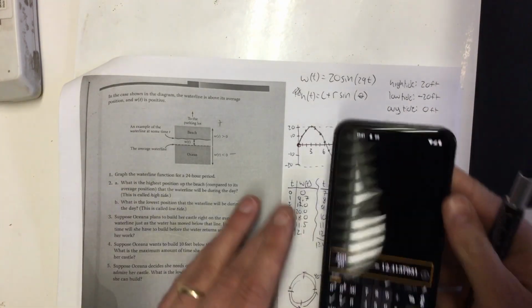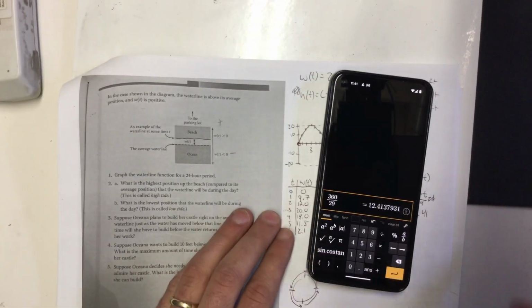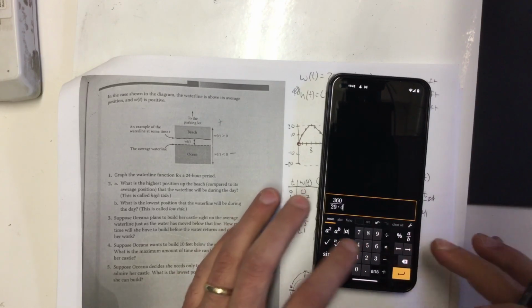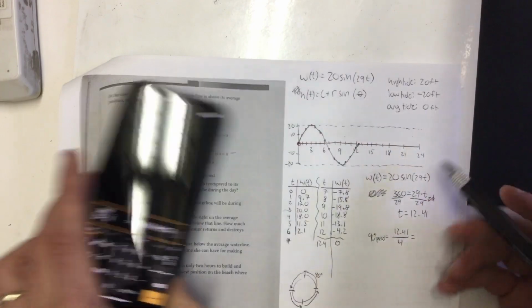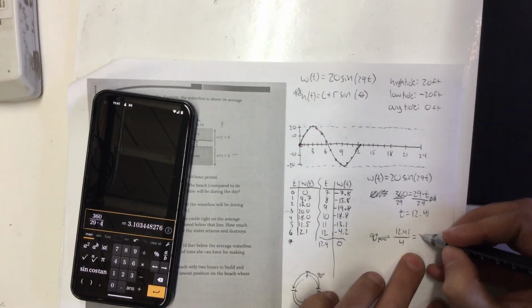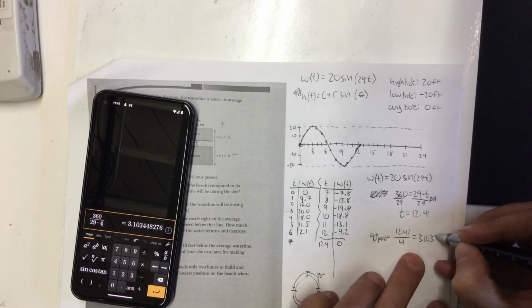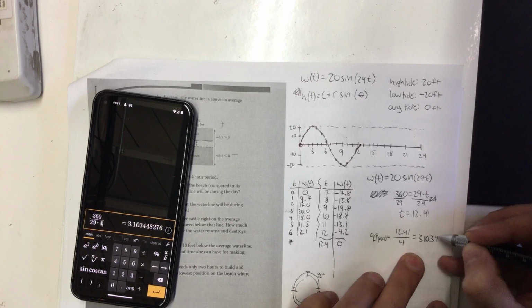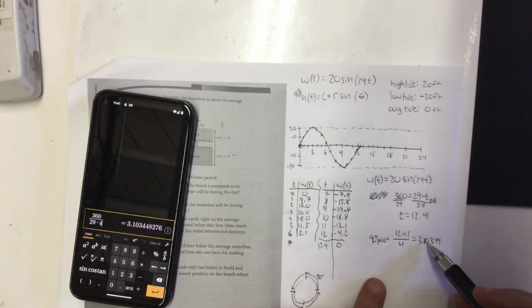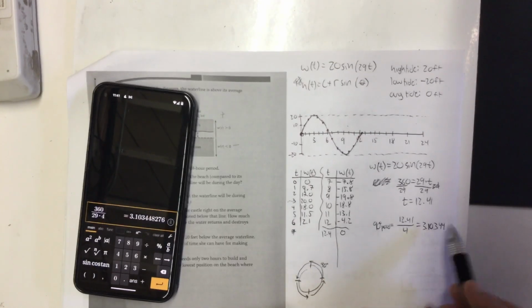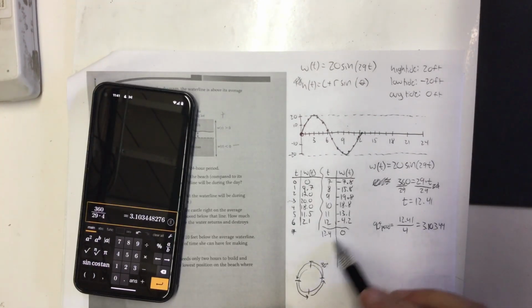So let's take this same number we have, and we'll just divide it by 4. And that's 3.103448827, blah, blah, blah. So I'm going to write that up a few decimals. 3.1034. Okay. So now we just need to add 3.10344 to this number.